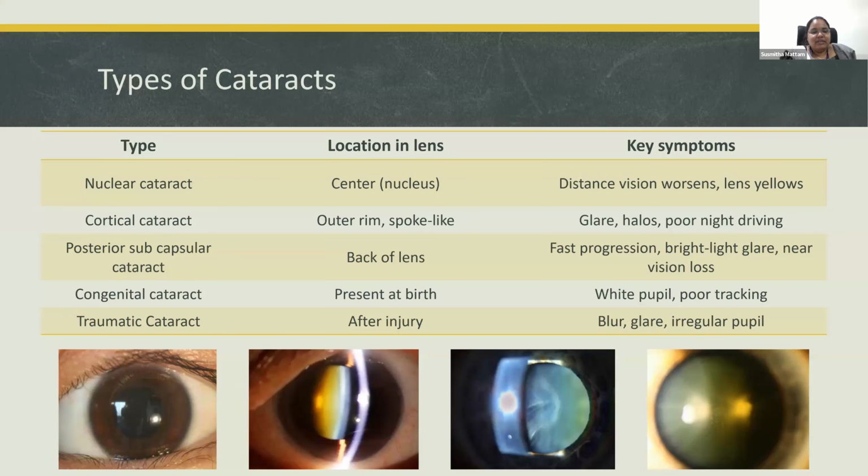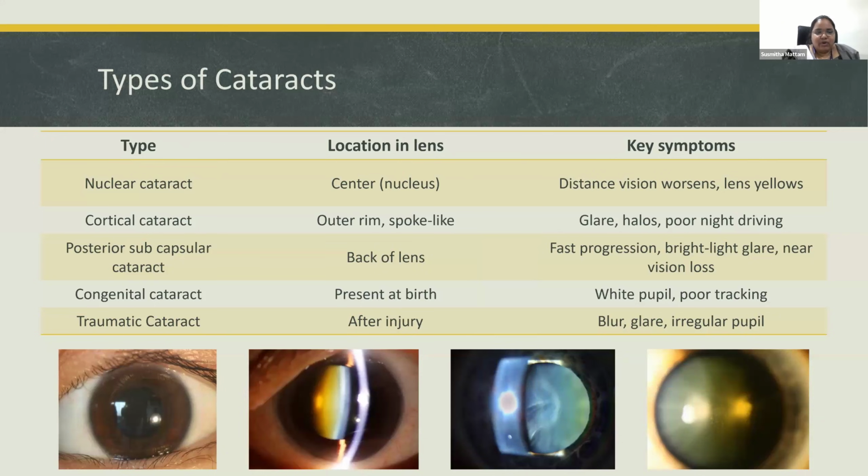By slit lamp itself, we can identify the type of cataract, and based on patient complaints also, we can differentially diagnose the type. If the patient complains that near vision is clear but distance vision is getting worse, it's a nuclear cataract. If they have difficulty in night driving, it's a cortical cataract. If distance vision is clear and they can read nicely but near vision is affected, it is a posterior subcapsular cataract.